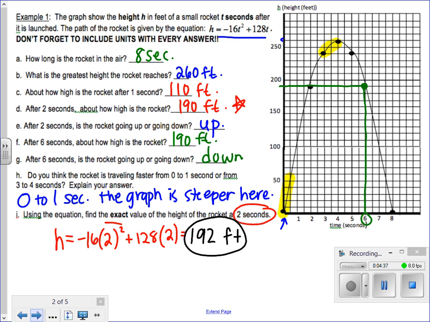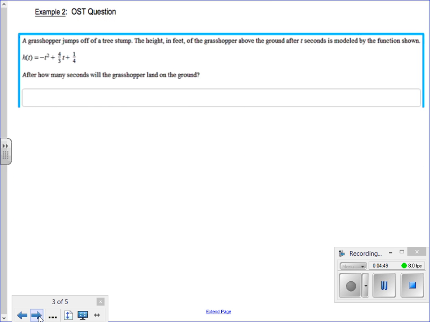All right, so sometimes when we do quadratic modeling, we're going to give you the graph. And when I give you the graph, it's pretty easy to figure out some of the information. When does it hit the ground? How high is the rocket? Sometimes you're only going to be given an equation like this OST question.